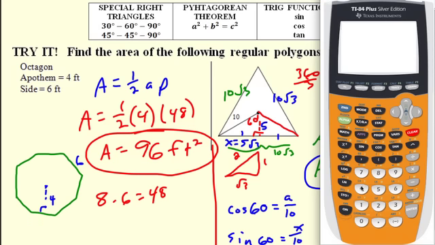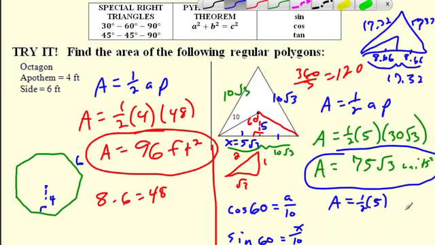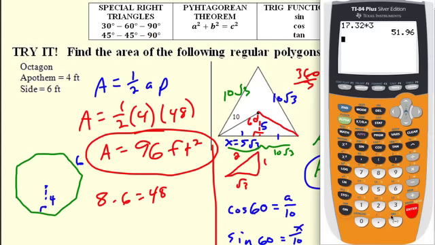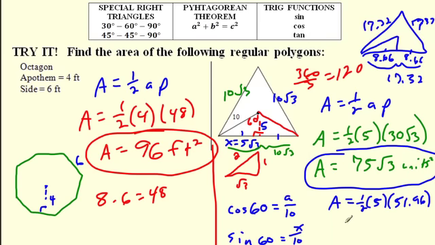So let's clear that out. 17.32 times it by, there's 3 of them. This is really our perimeter, 51.96. So make sure you put in the perimeter, 51.96. And now it's just a matter of multiplying this out. So go back to your calculator. We're going to go 0.5 times our apothem, which is 5, times 51.96. What does that give us? 129.9. So again, this is the approximation.